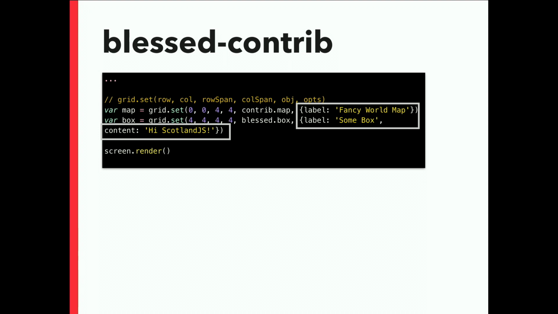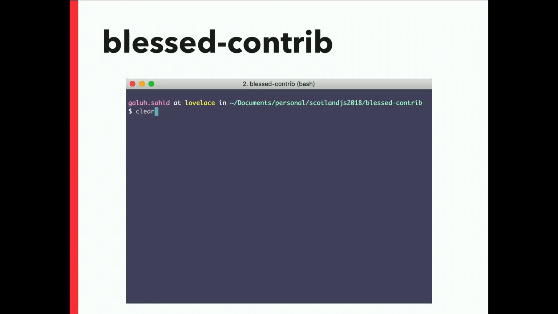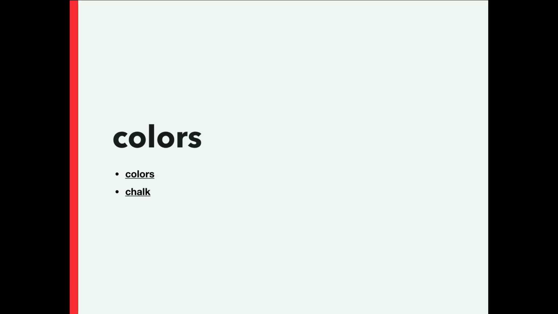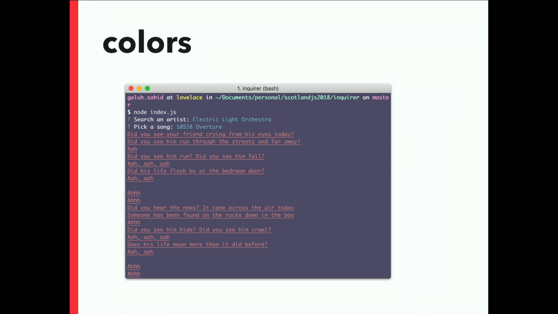So every time you do anything that manipulates the screen, you have to render it. So what you can do now is utilize more widgets that come from Blessed and Blessed Contrib. You can also create your own custom Blessed widgets. There's a cool tutorial on how to do that. And other fun stuff, you can give some colors, which I think is not just for decorational purposes, but it's also important if you want to highlight important stuff. That makes it easier to spot important information like errors.